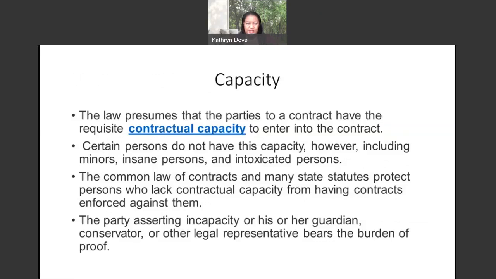Let's talk about the intellectual capacity. The law presumes that parties to the contract have the requisite contractual capacity to enter into the contract. However, certain persons do not have the capacity. Maybe it's due to youth, maybe it's due to insanity, maybe it's due to intoxication. So in those instances, that contract would be voidable.